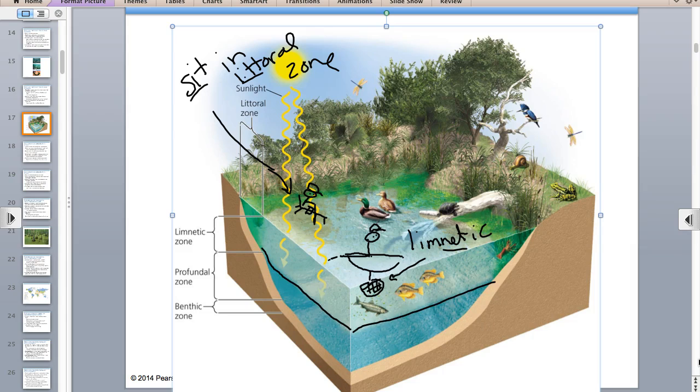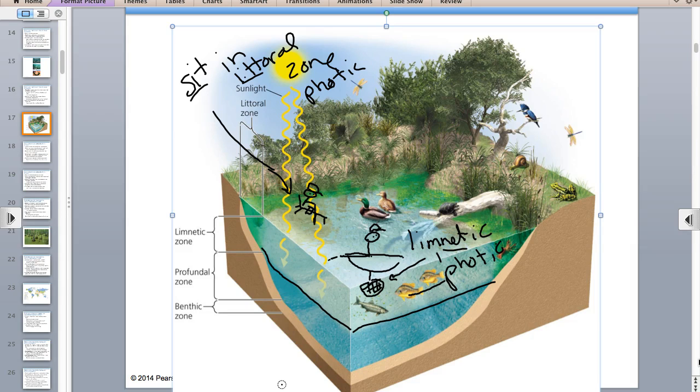And what I mean by that is they're both shallow enough that they have sunlight. So these are both photic. The limnetic zone is photic, and the littoral zone is photic. Or photic. That fancy lady on the video, she said photic, didn't she?